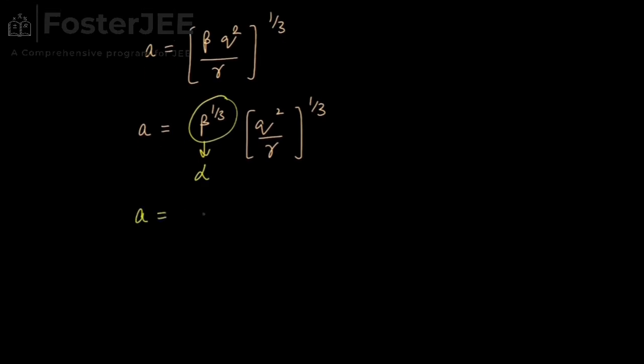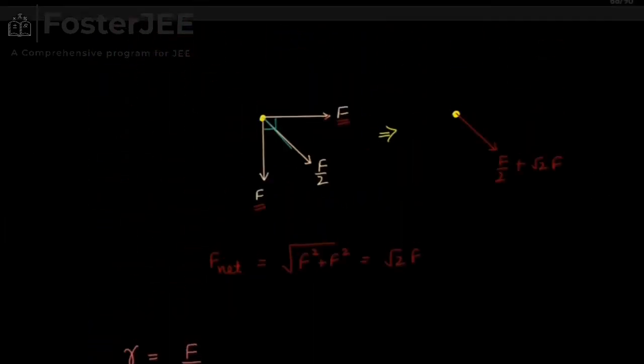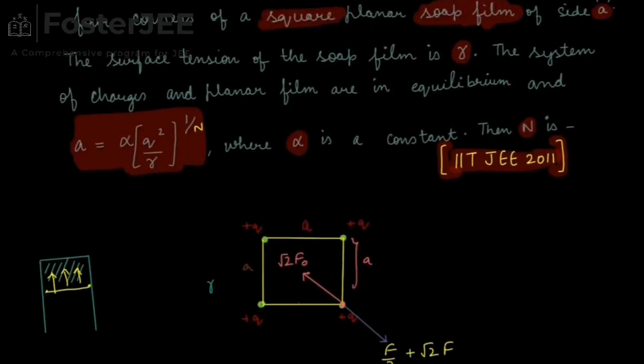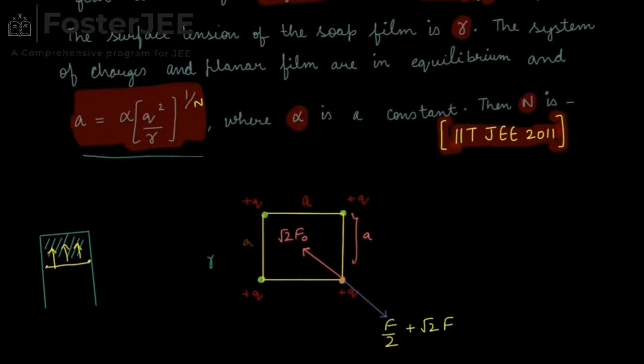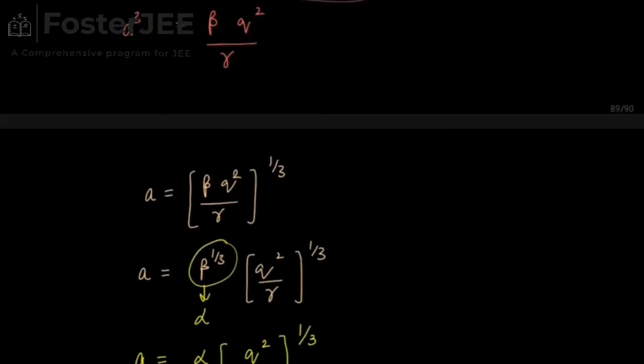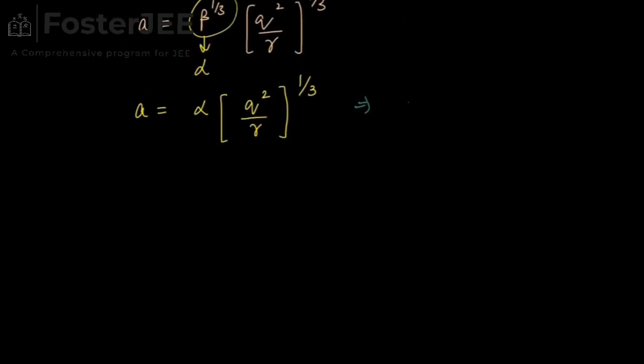So we have written a in the form of alpha times q square upon gamma to the power 1 upon 3. According to the question, the expression was alpha q square by gamma to the power 1 upon n. Comparing, the value of n is 3. So this is our answer.